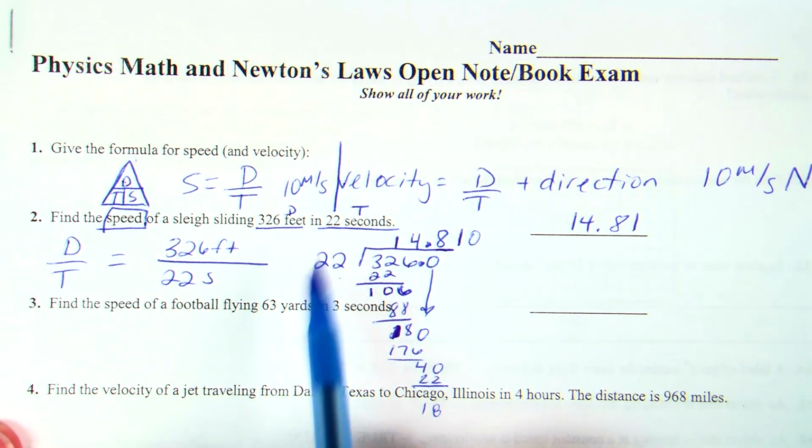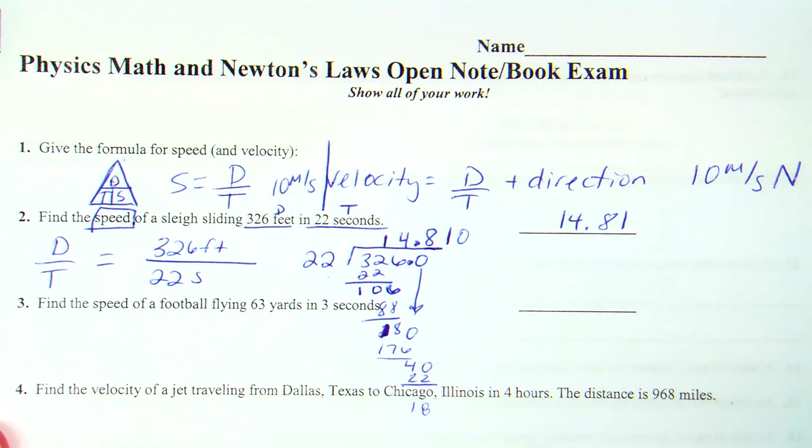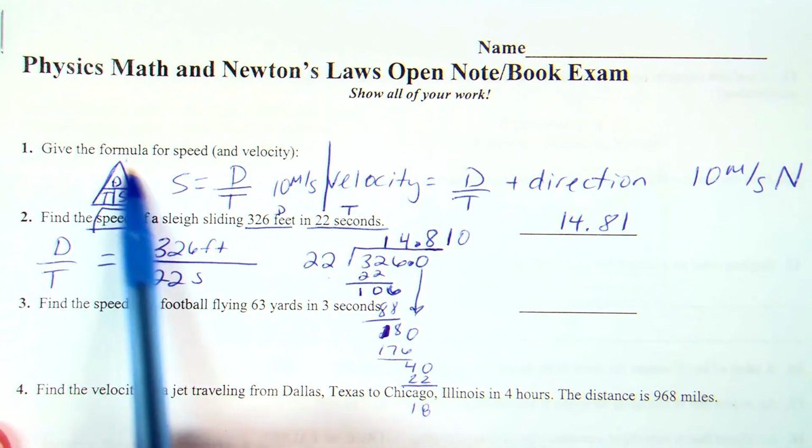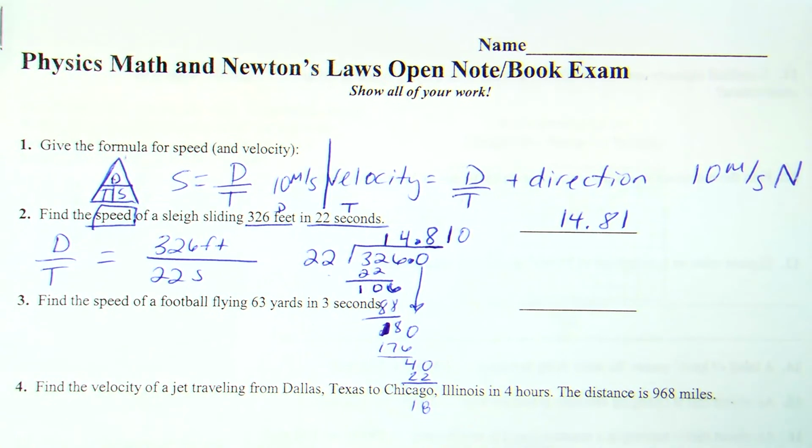Okay, so for this first one, it was just a regurgitation of formulas. You should have used your triangle. Remember that speed is the same thing as velocity. The only difference is that velocity includes direction. So speed and velocity will have the same exact number. Velocity would just include a direction. You did not have to include an example of 10. I just did that to help you.